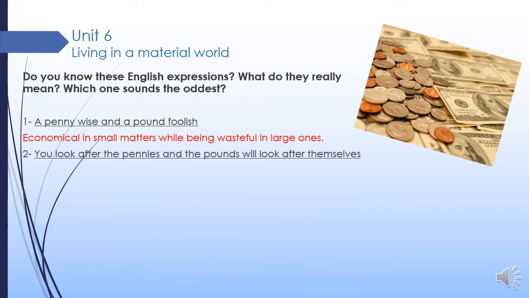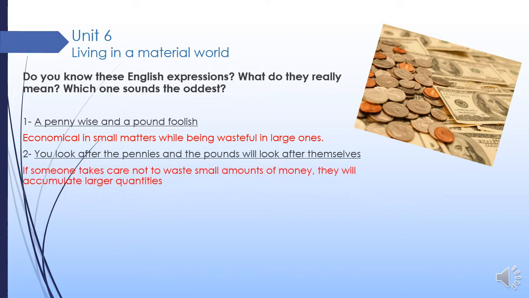Second one, you look after the pennies and the pounds will look after themselves. So you look after the smaller amounts and they will build up, they will accumulate to be bigger amounts, and these bigger amounts will stay steady. So if someone takes care not to waste small amounts of money, they will accumulate larger quantities.